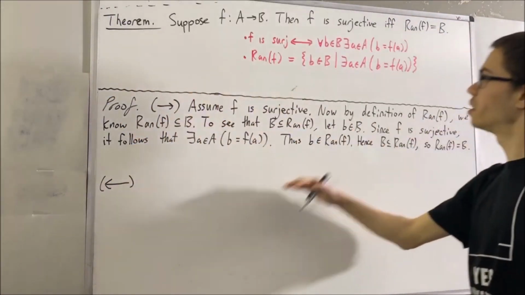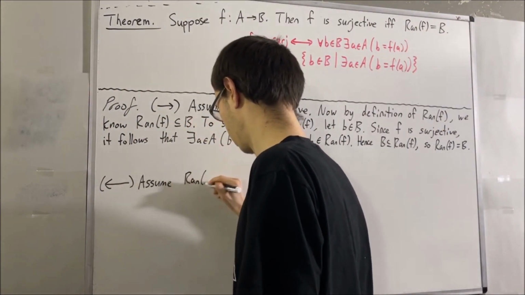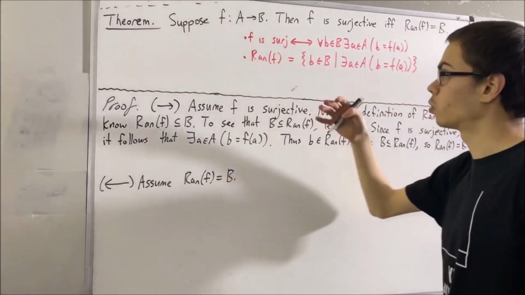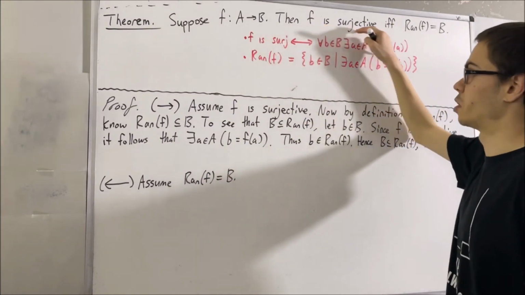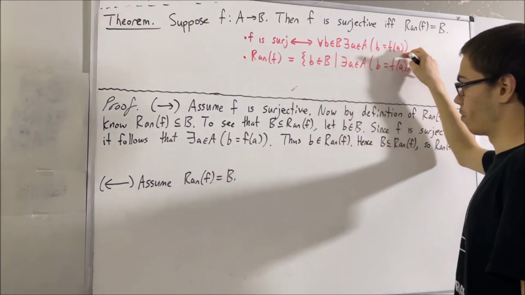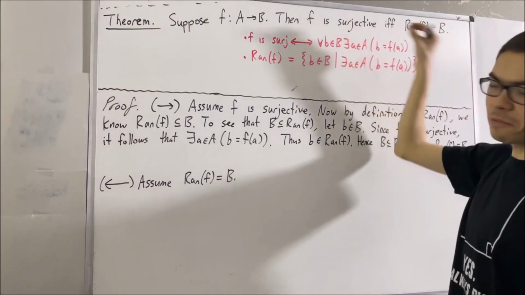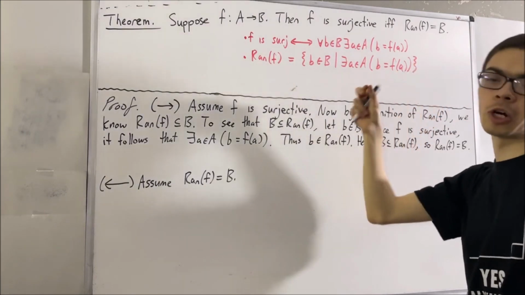And to do so, assume this is true. And now, our goal is to deduce that f is surjective, which means we want to prove that this statement is true. And we're trying to prove a statement about every element in B, so give me an arbitrary element in B. I'll call it b.